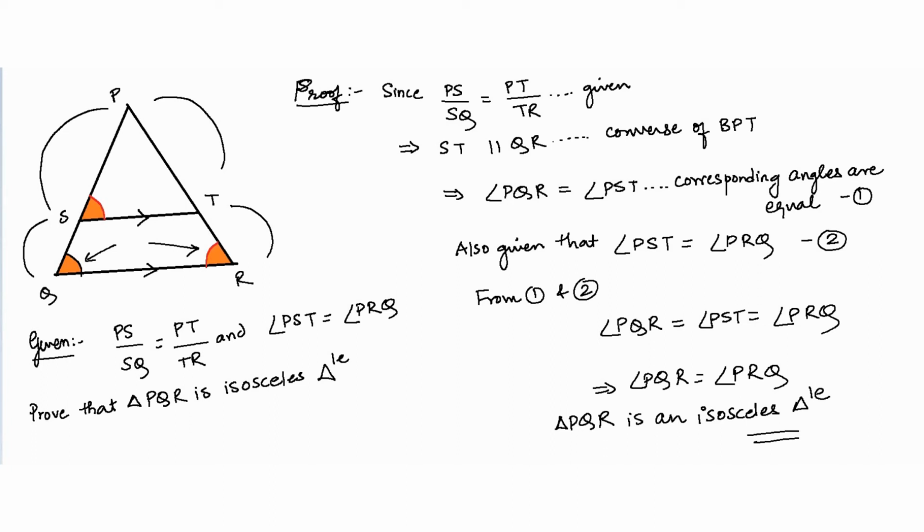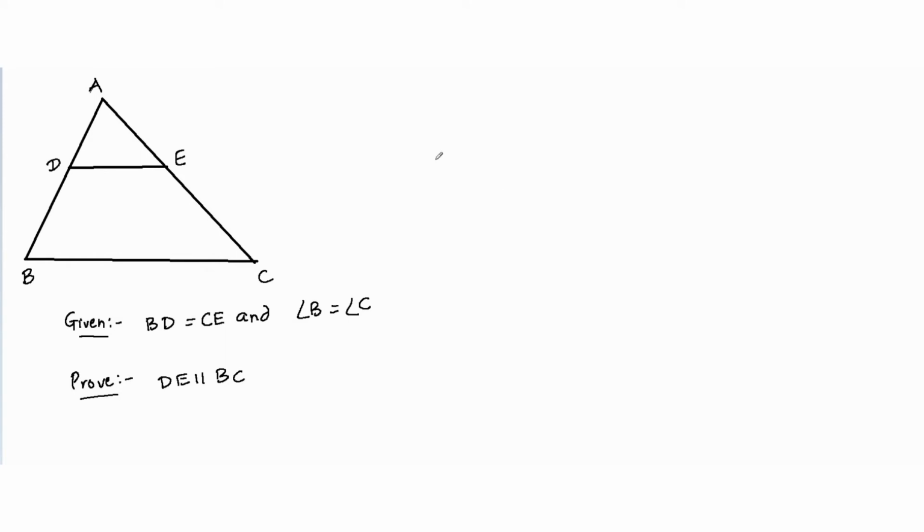Okay, let us move to the next proof now. Let's take a look at the following problem. It is given that BD equals CE. This is given to us. It's given that the length of BD is equal to the length of CE.